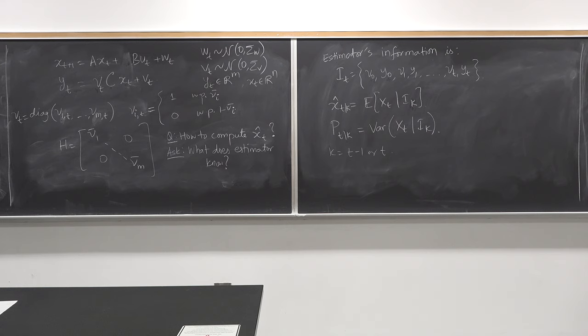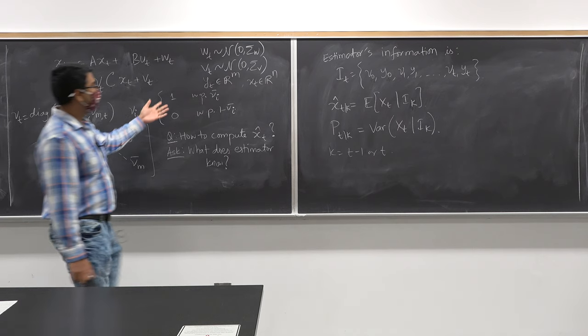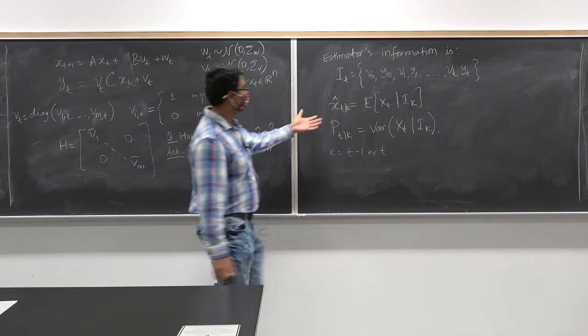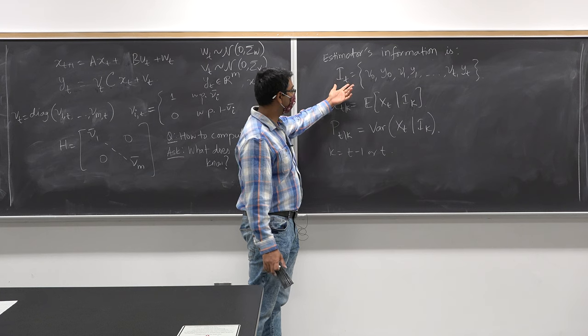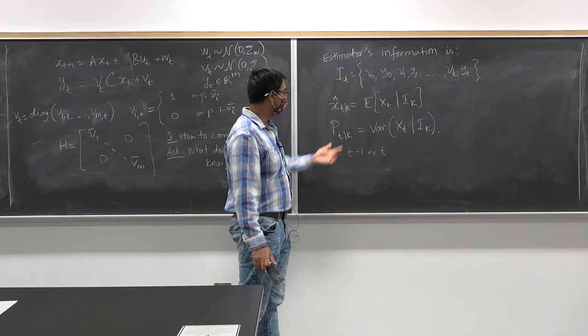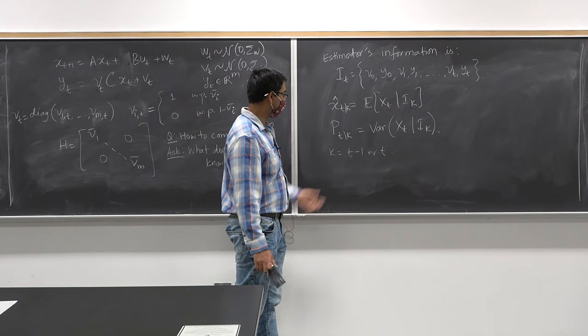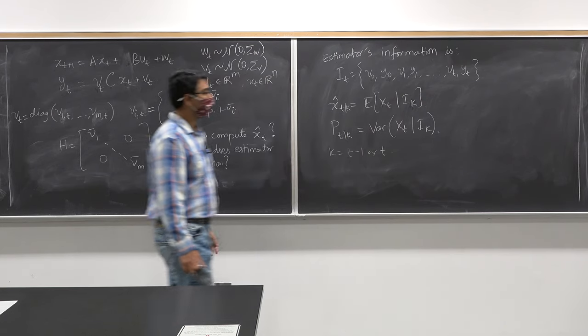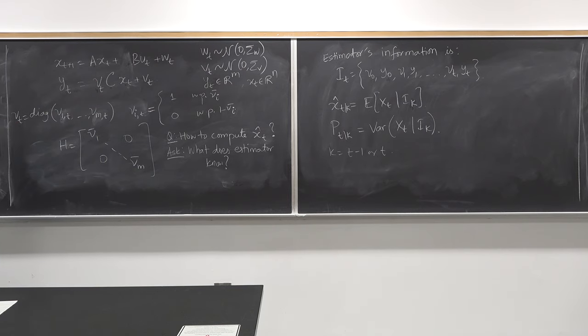Okay, so this brings us to the discussion on Kalman filtering, which we have carefully avoided so far, but now we have to talk about it. This way of setting up the problem, writing what the information structure of the estimator is, and then setting up the estimates and the covariance matrix of the estimate, is the contribution of Rudolf Kalman back in the 1950s, maybe 60s. That's when Kalman filtering came into being.